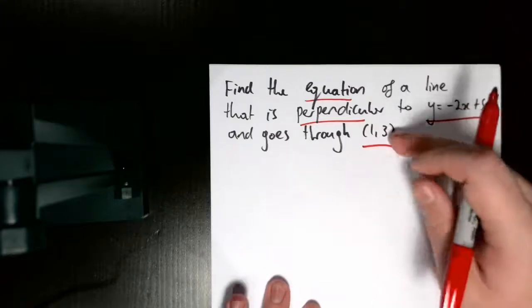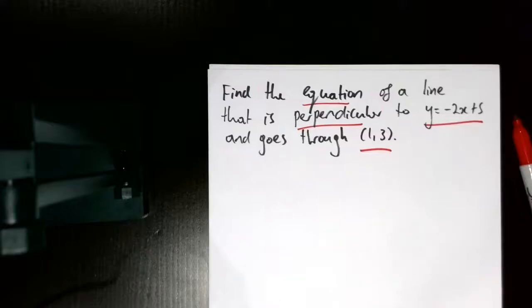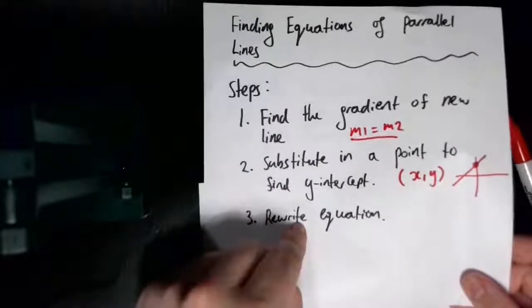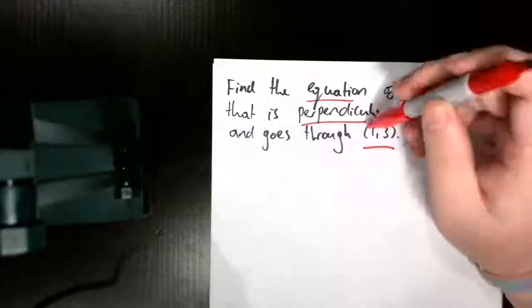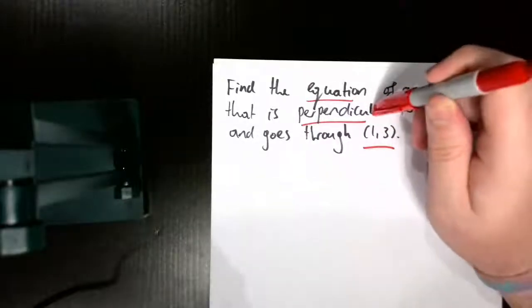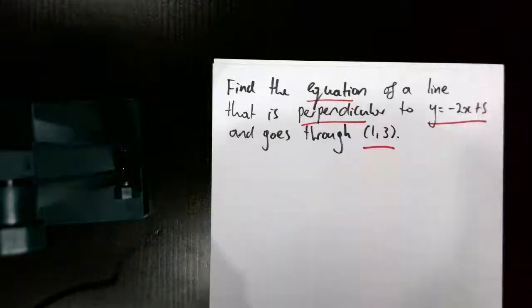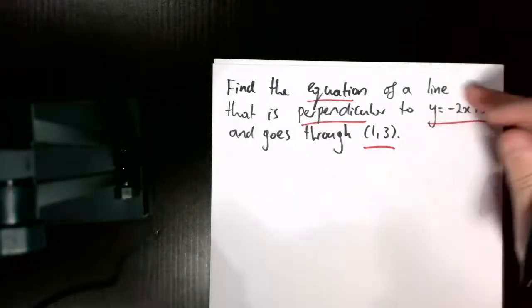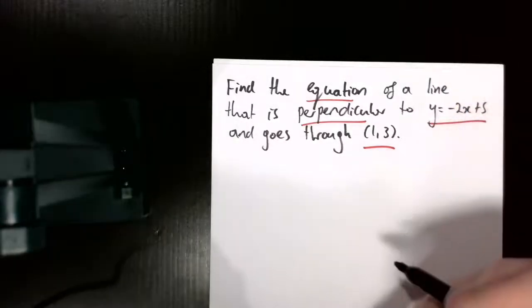Okay, I keep going back to our parallel lines video because that is exactly what we're doing, the exact same process. We're finding the gradient, we're substituting in a point, and then we're writing our equation. That's all we're doing. The only thing that's different is how we find the gradient. Because it's perpendicular, we flip and multiply by a negative. They're just not equal to each other. So if we look at our original line, we can identify its gradient and use that to help us find the new one.